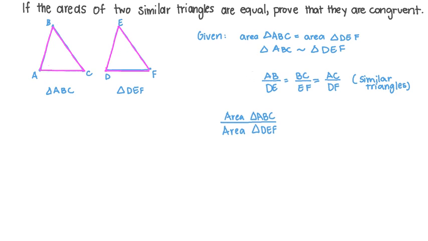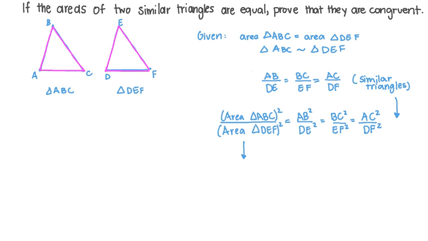Something else we can say about similar triangles is that the ratio of their areas is equal to the square of the ratio of their sides. What does that mean? The area of triangle ABC over the area of triangle DEF is equal to AB squared over DE squared, which is equal to BC squared over EF squared, which is equal to AC squared over DF squared. This statement again is true because these triangles are similar.